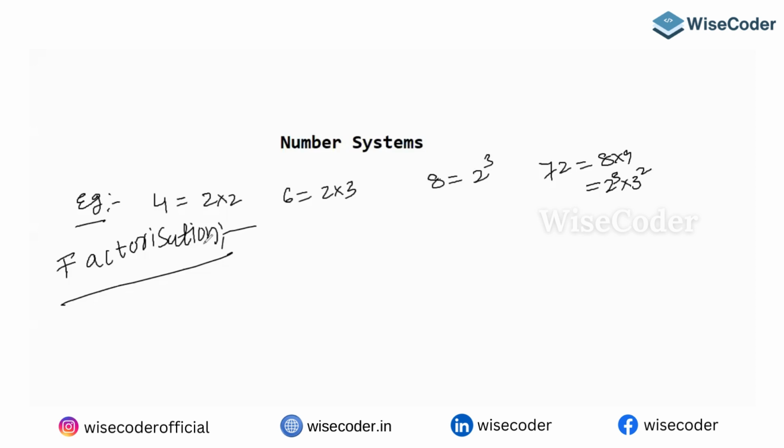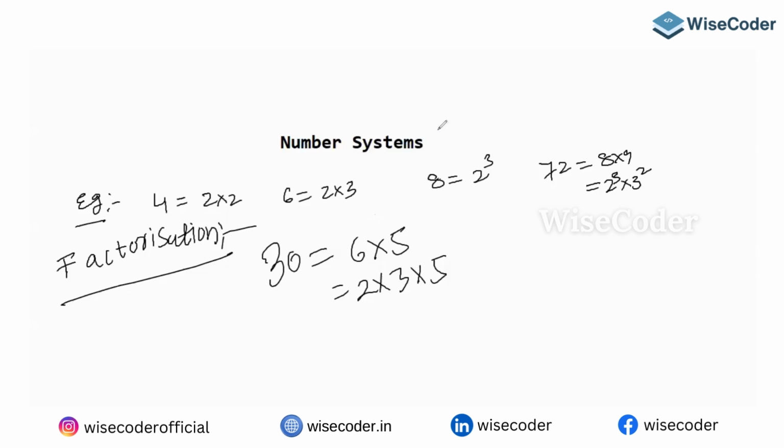Now I am going to ask you 30. 30, how can I write it, guys? 6 into 5 is 30. Yes. How can I write 6? 2 into 3 is 6. 2, 3, 5 are what? Primes. Every number we can write in the form of what? Prime numbers. Every number we can write in the form of prime numbers.